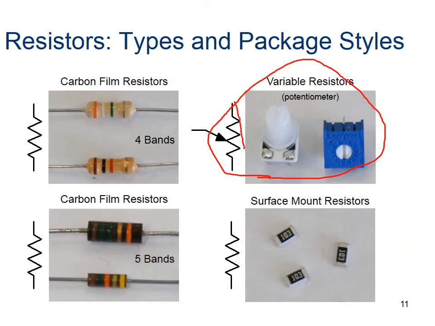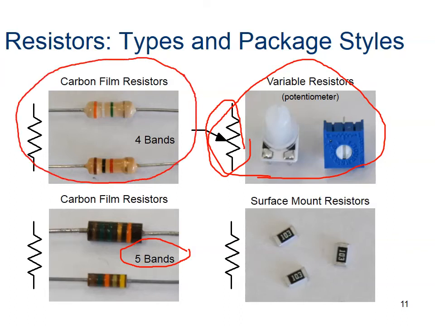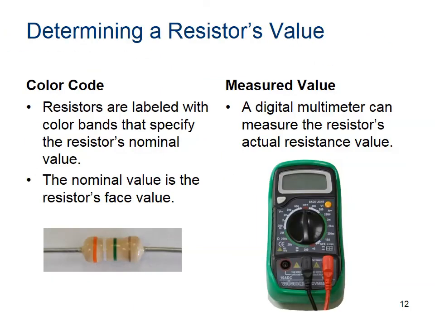Now that has a slightly different symbol, and it looks like the regular resistor with an arrow pointing to it. There are surface mount resistors, which we're not going to use, 5-band carbon resistors, which we're not going to use. We're going to use the carbon film resistors with 4 bands. And there's a reason for the 4 and 5 bands, and it has to do really with identification. So the color codes on the resistor are really used as a visual to help us determine how much resistance it is. I'll get back to that in a second.